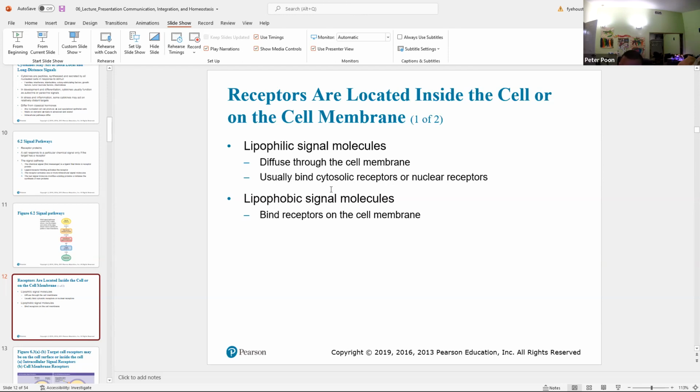even nuclear receptors. It has the ability to go directly through the membrane and bind to nuclear receptors, which can then work on the nucleus and change the gene transcription profile.